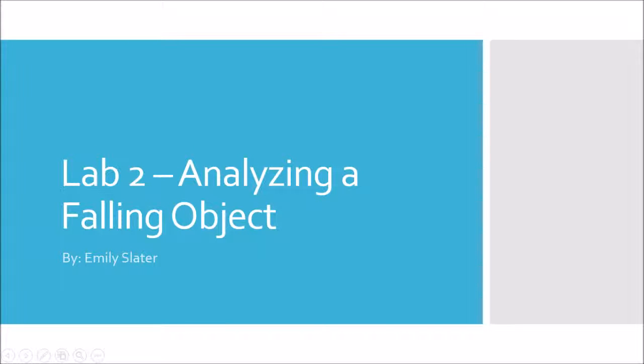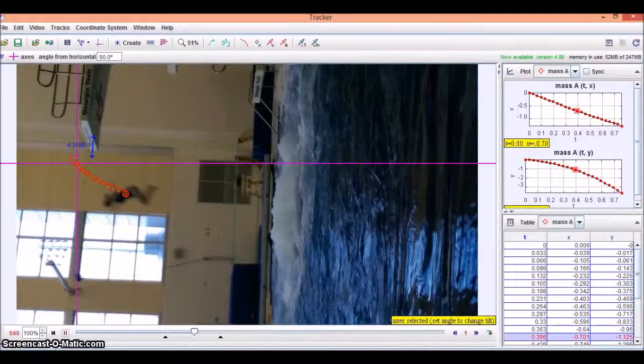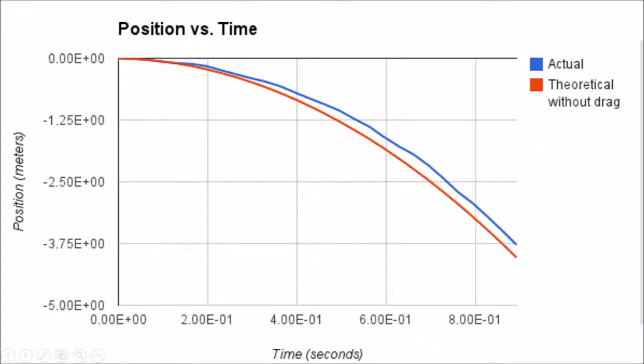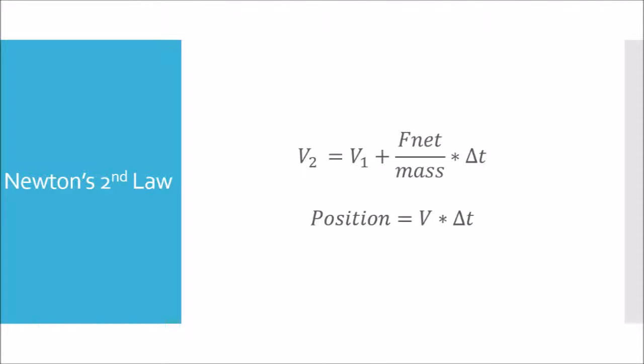The goal of this lab was to observe the motion of a falling object and model it using Newton's second law and the momentum principle. I was filmed jumping off of a 5-meter diving board. The model was pretty close to the actual data. To create the model, I analyzed the video using Tracker and used Newton's second law to create a program in VPython.